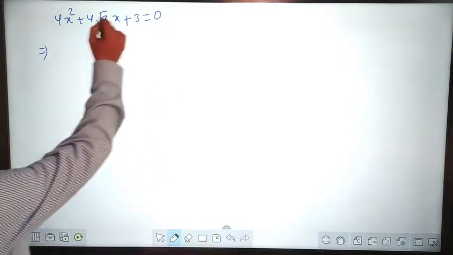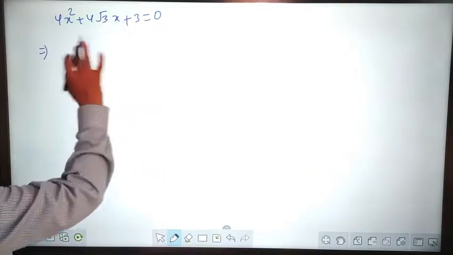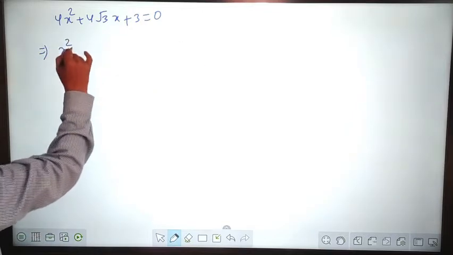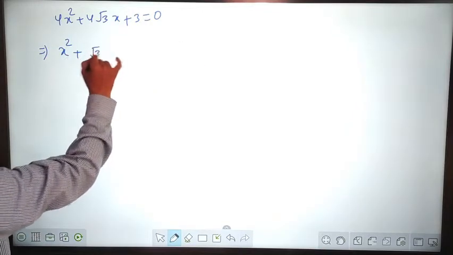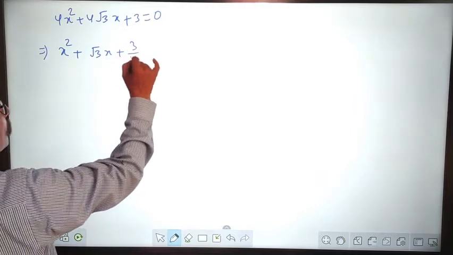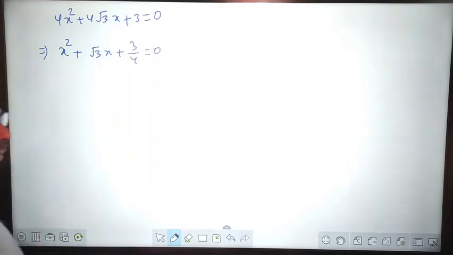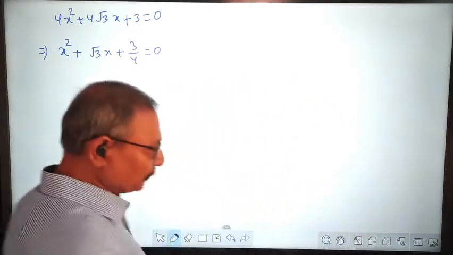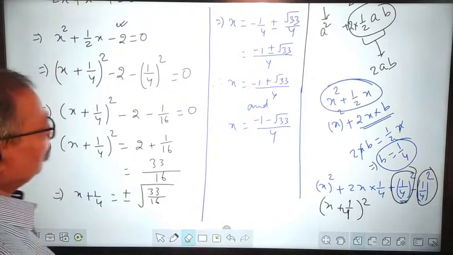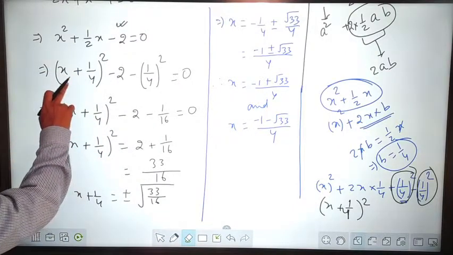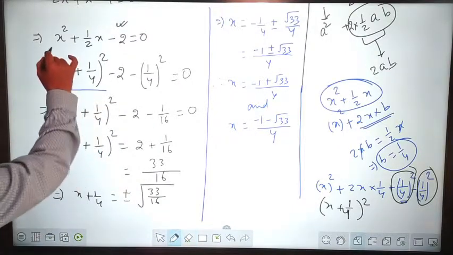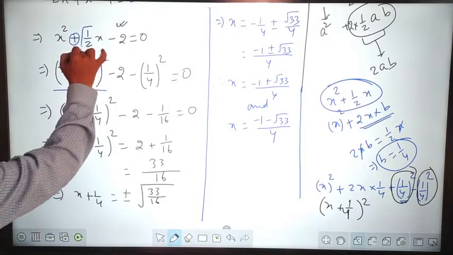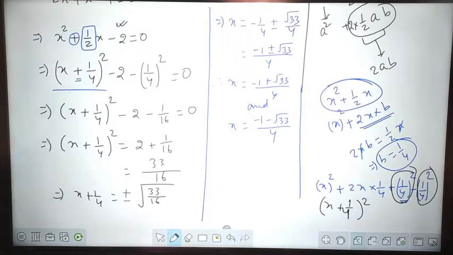To make the coefficient 1, we should divide both the sides by 4. x square plus root 3 x plus 3 by 4 is equal to 0. And now half the work is done. And now, as you have written in the previous question, it becomes the perfect square of x plus this one, and half of the coefficient of x, is it?